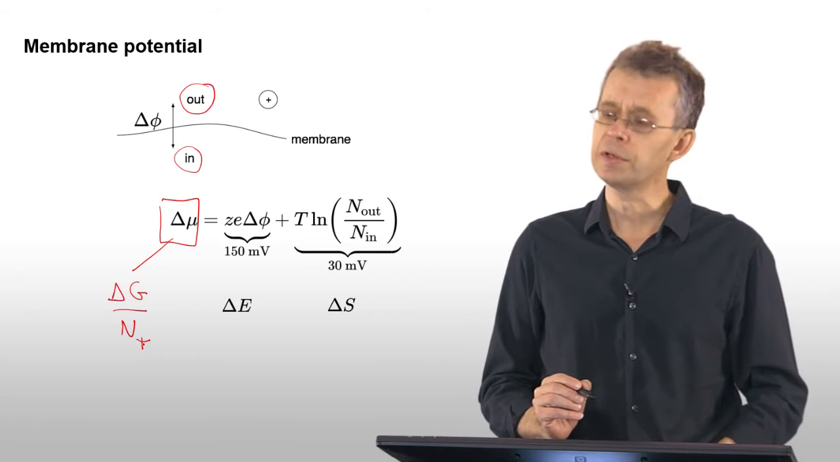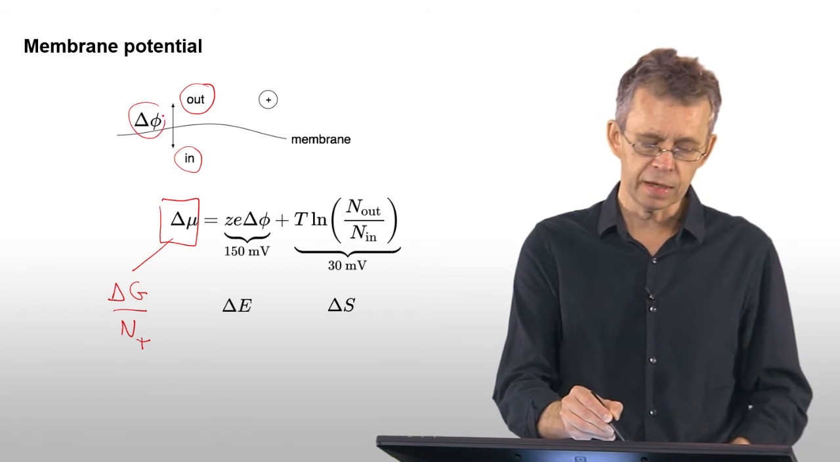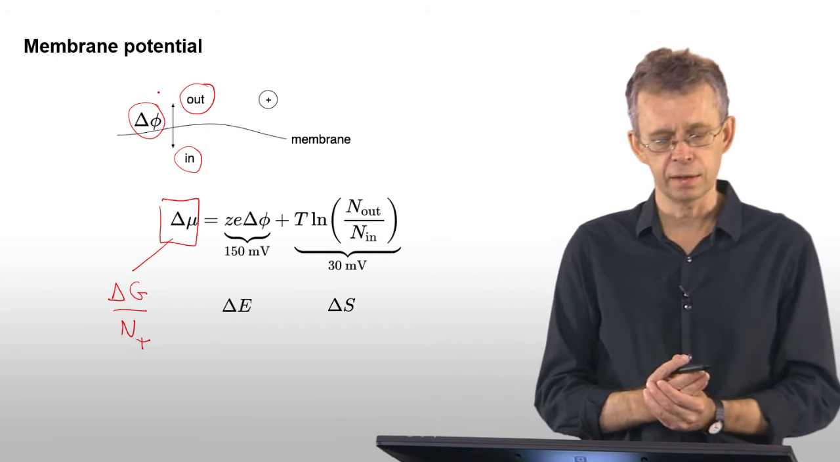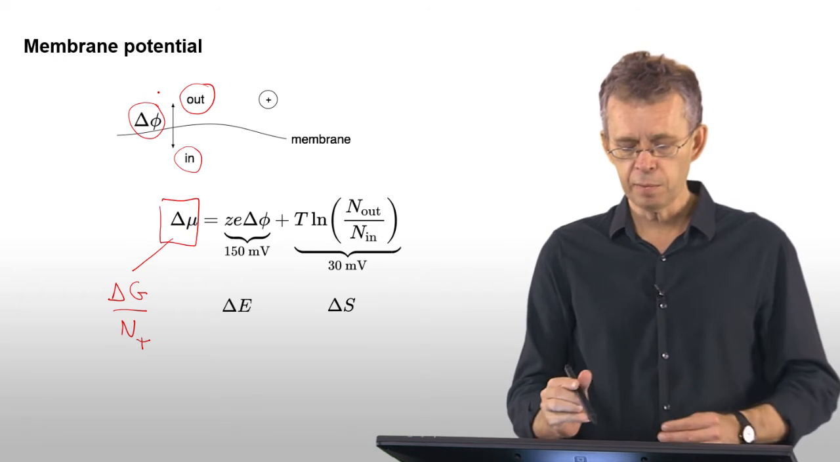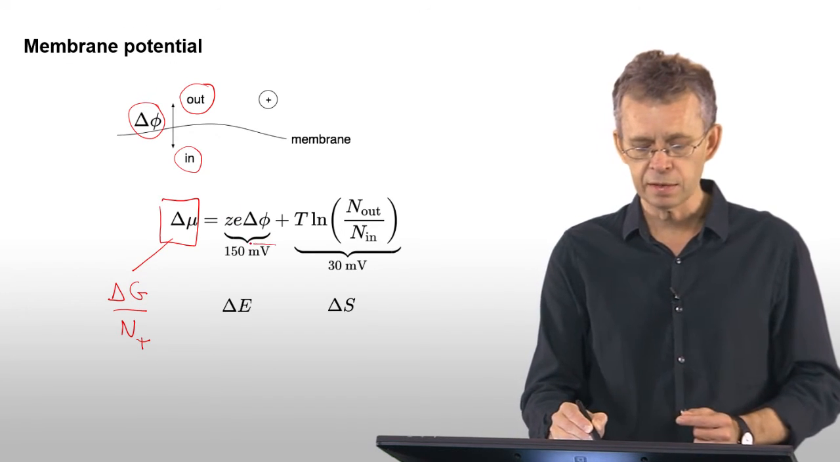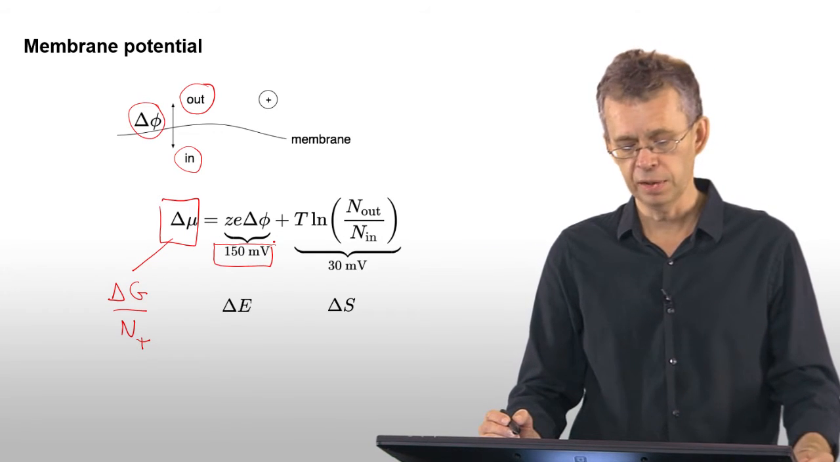And it has two components. One comes from the difference in the electrostatic potential. This delta phi is the difference of electrostatic potential outside and inside of the membrane. And if you multiply it by the charge of the electrons and the charge of the ions involved, you typically get some number close to 150 millivolts.